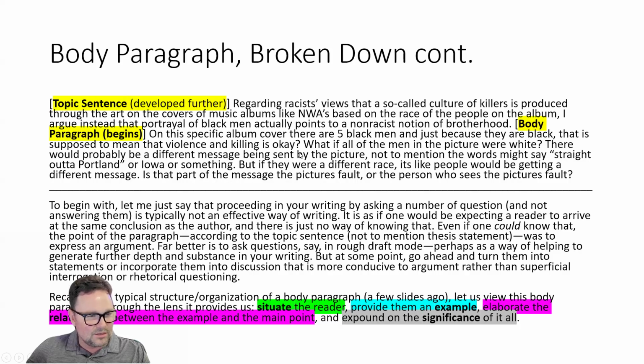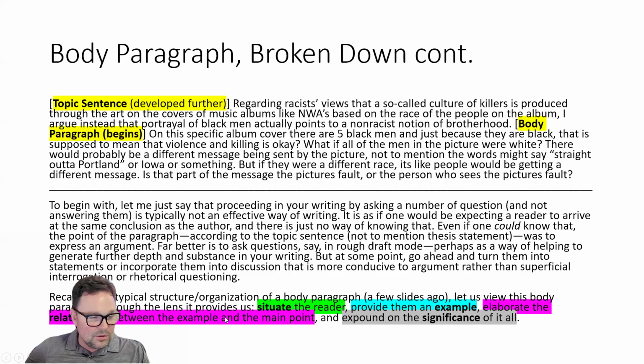You don't want to just leave questions in your paper because you don't know how your reader is going to answer them. For all you know, your reader could agree with the racist point of view in this example. And that's not where you want to leave them. You want to try and convince and persuade through your deployment of rhetoric. You want to convince and persuade your reader that your point of view is the superior point of view.